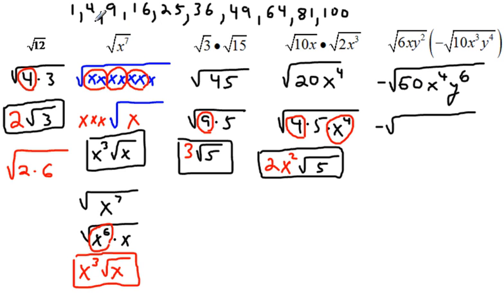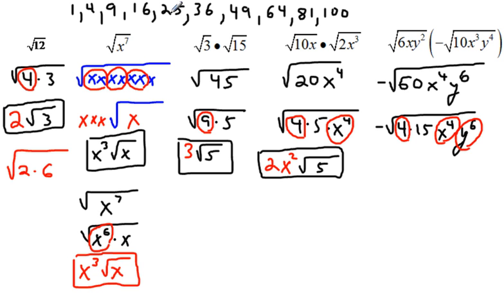60 is divisible by 4. 4 times 15. How do I know that? We'll just grab a calculator and start guessing. 60 divisible by 9? No. It's divisible by 16? No. Eventually you're going to guess a 4. X to the 4th, y to the 6th. What do we know the square root of here? Let's circle it all. 4. And I know the square root of any even exponent. We just cut it in half.